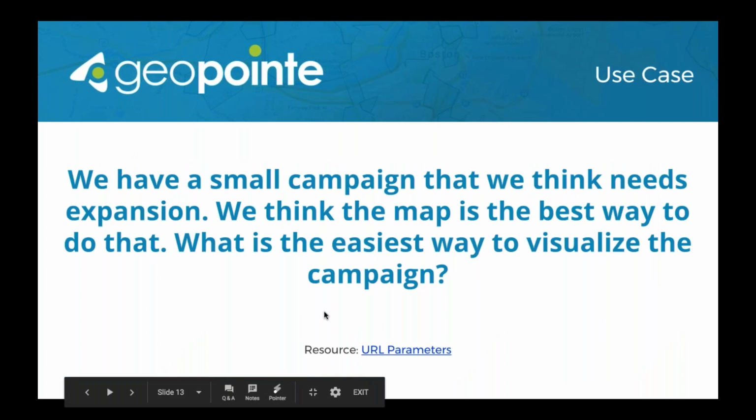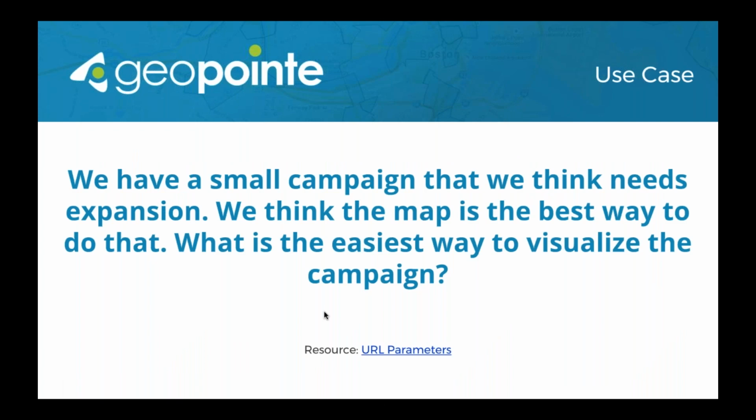So here's our first use case. We have a small campaign that we think needs expansion. We think the map is the best way to do that. What is the easiest way to visualize the campaign? So my thinking on this particular question is it would be great to start by seeing all of these campaign members on the map and then expand the campaign after you've already got them there and they're visible.